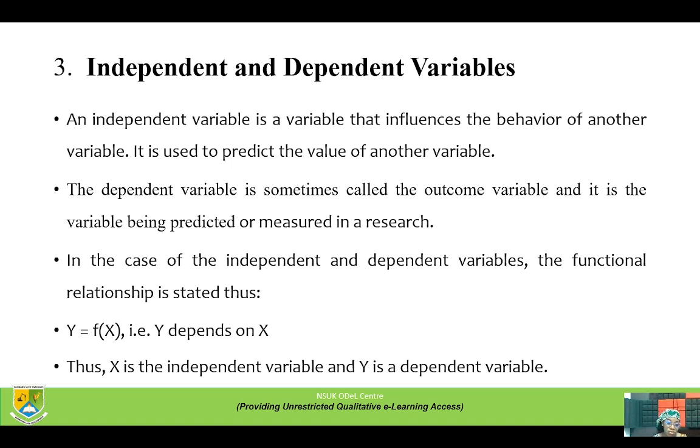and it is the variable being predicted or measured in a research. In the case of independent and dependent variables, the functional relationship is stated thus: y is equal to f of x, which means y depends on x. Any value x takes affects the value of y, with x being the independent variable, while y is the dependent variable.